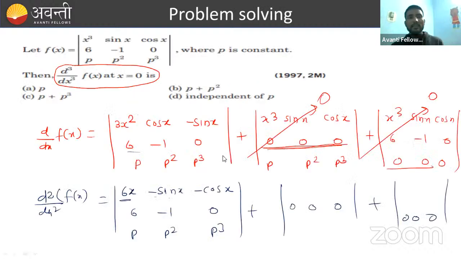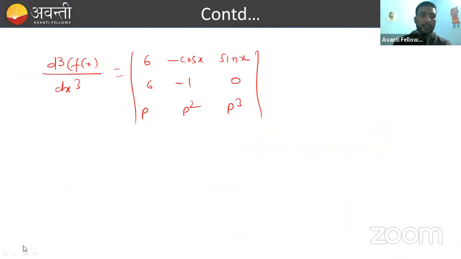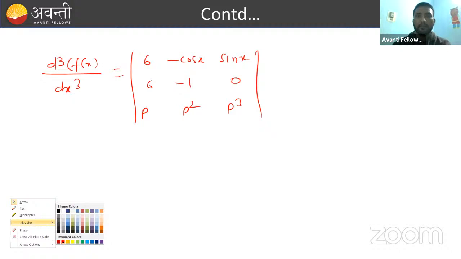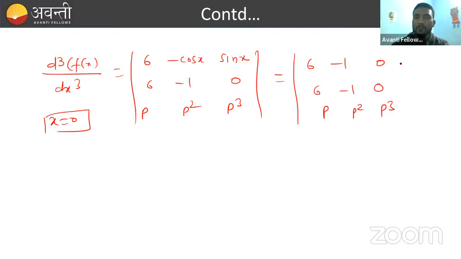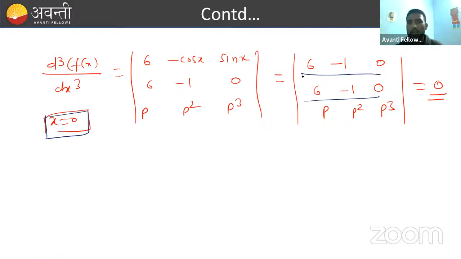And at what point? They are saying we have to find at x equals 0. So if I put x equals 0 in the triple derivative, it will be 6, minus cos 0 which is minus 1, sin 0 which is 0, 6, minus 1, 0, p² and pq. So what is the value coming? The value is finally coming as 0. Why is 0 coming? Because now you can observe, after putting x equals 0, these two rows are identical. If two rows are identical, then the determinant value is 0.